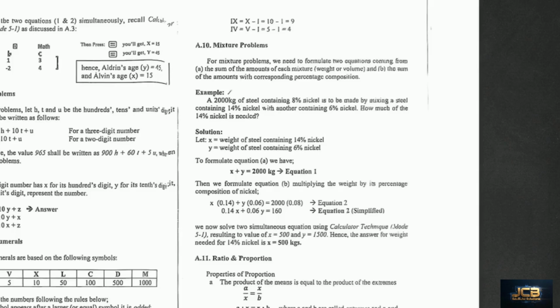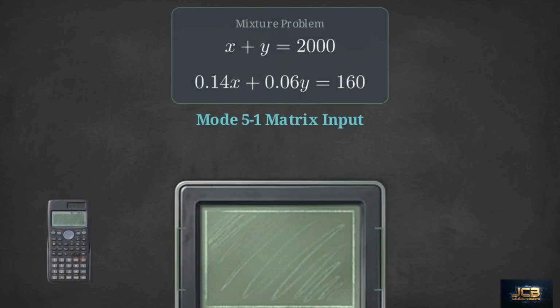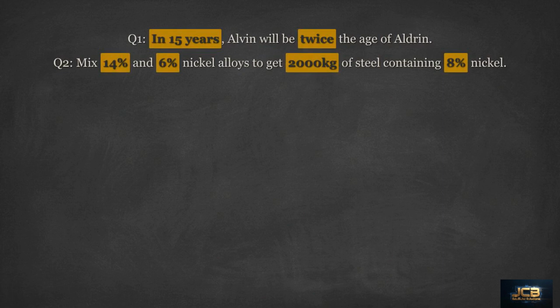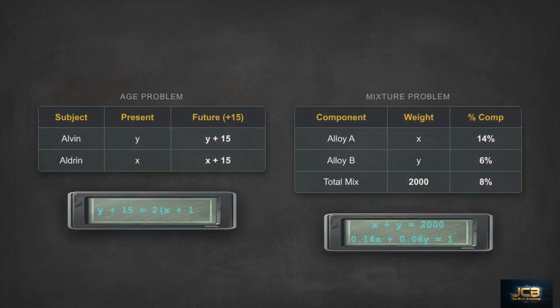Mixture problems follow a universal two-equation rule. Equation 1 represents the total weight, x plus y equals 2,000 kilograms. Equation 2 accounts for the percentage composition of the individual materials. Once these two standard equations are written, apply the same mode 5.1 calculator technique. This provides the component weights, x equals 500 and y equals 1500, without manual derivation. Applying rigid frameworks like the age table and the mixture rule turns confusing narratives into predictable, solvable datasets.